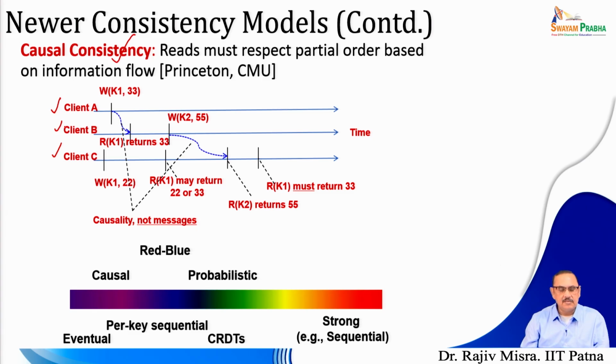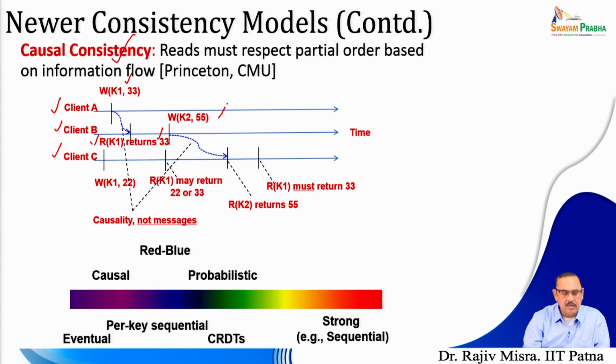there is a happened before relation. So, that is called causal. So, here the causal concept is also brought into the consistency level, that is called causal consistency. So, here you can see that this write operation for a key k1 with a value 33 is now happened before this read operation of key k1, which returns 33.